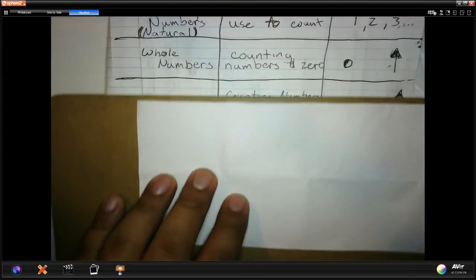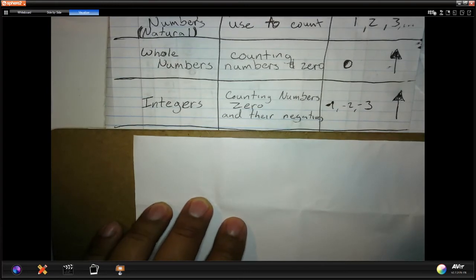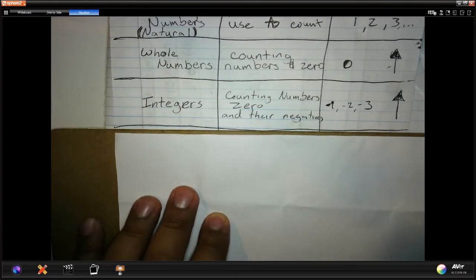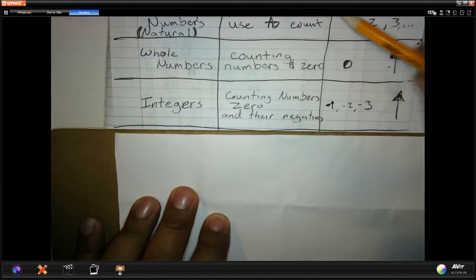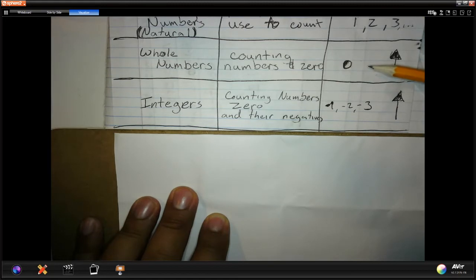Our next definition is going to be integers. Integers are counting numbers, 0, and now we're going to include their negatives. So we had 1, 2, 3. Our negatives would be -1, -2, -3. So integers include all these negatives, and then they include 0, and then they include 1, 2, 3. I drew these little arrows so that, oh yeah, it includes everything above this. Okay, so we're just adding more and more information.